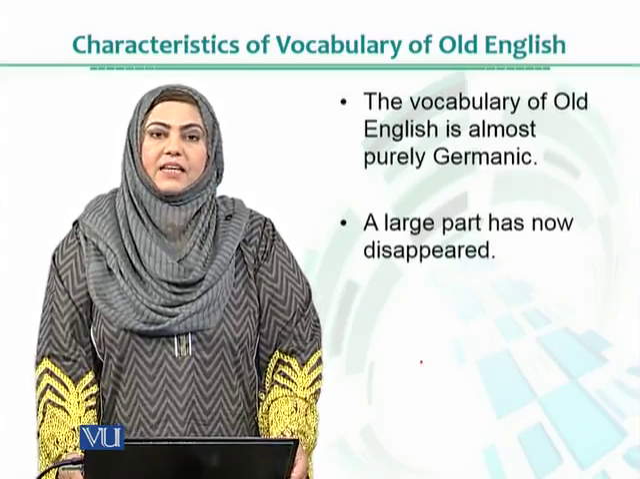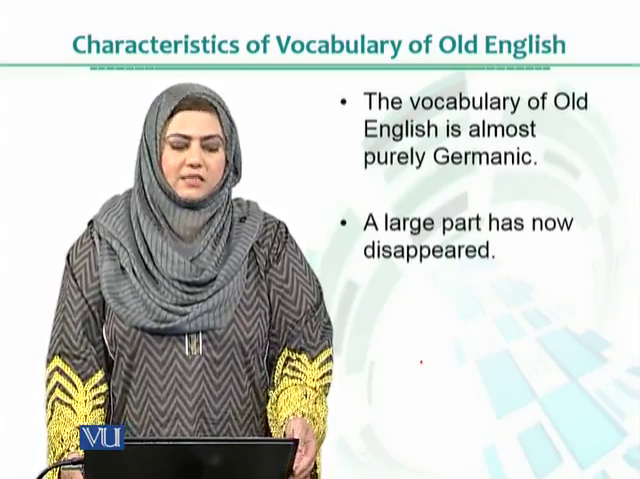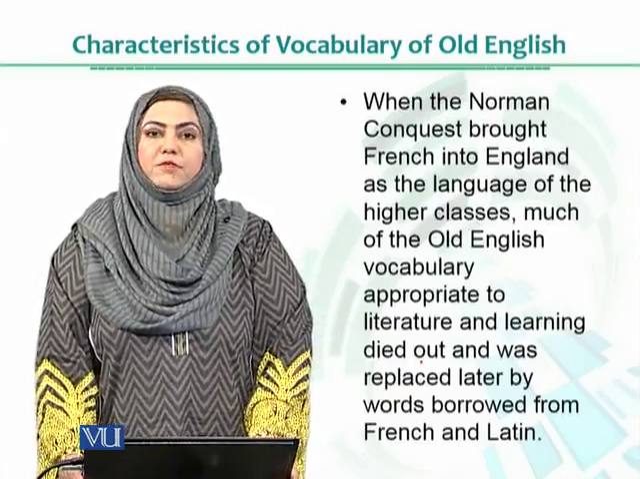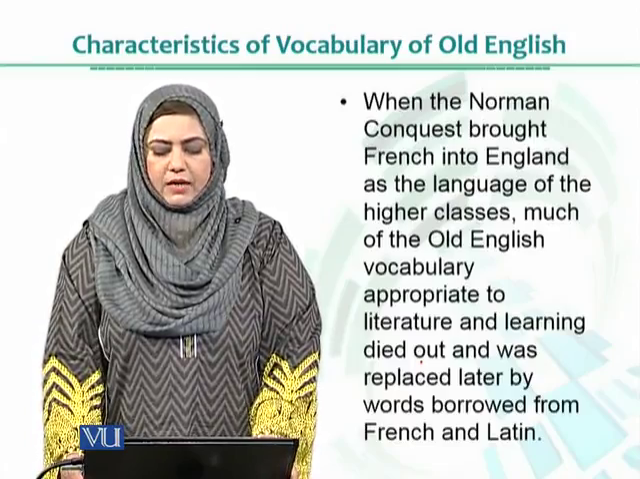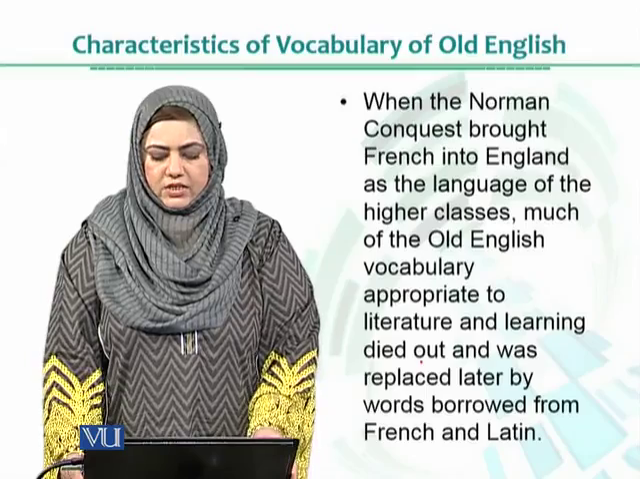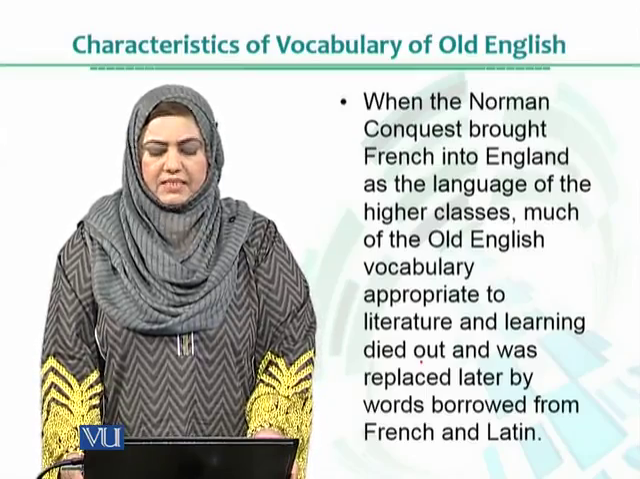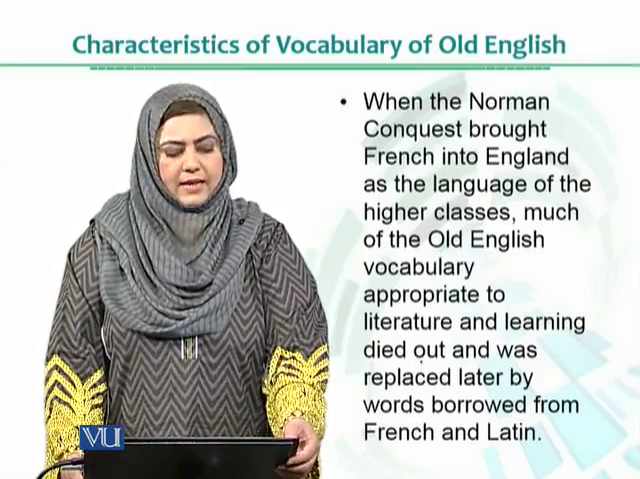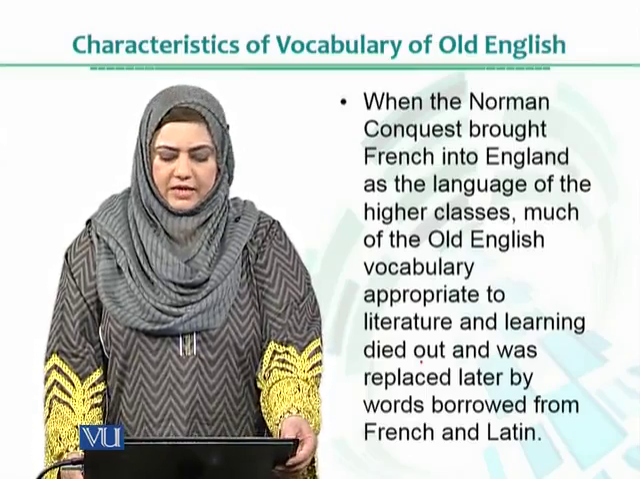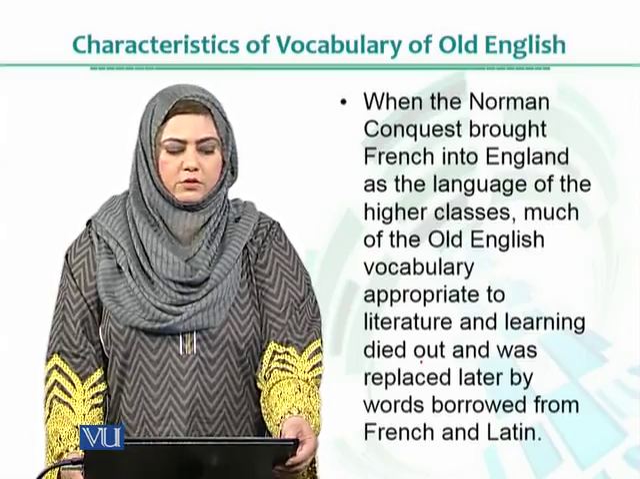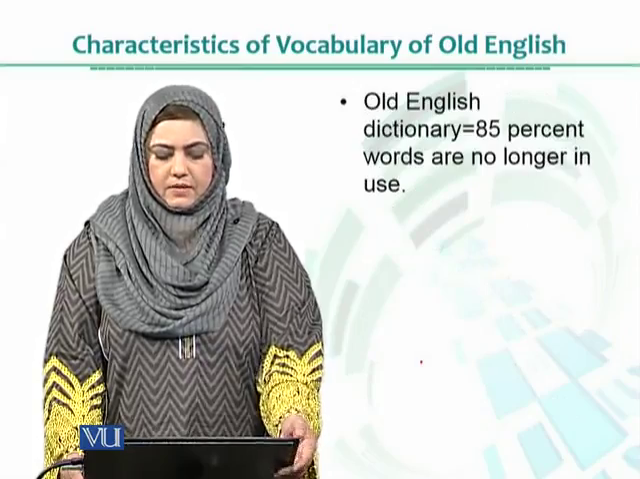A large part has now disappeared with the disappearance of the language. When the Norman conquest brought French into England as the language of the higher classes, much of the Old English vocabulary appropriate to literature and learning died out and was replaced later by words borrowed from French and Latin. And that is why today we have a lot of words from French and Latin if we look at the sources of the words of modern English.